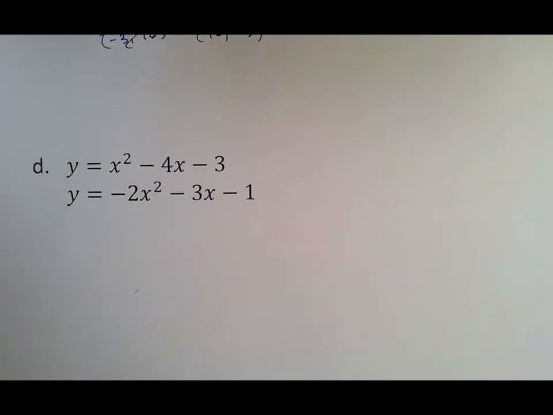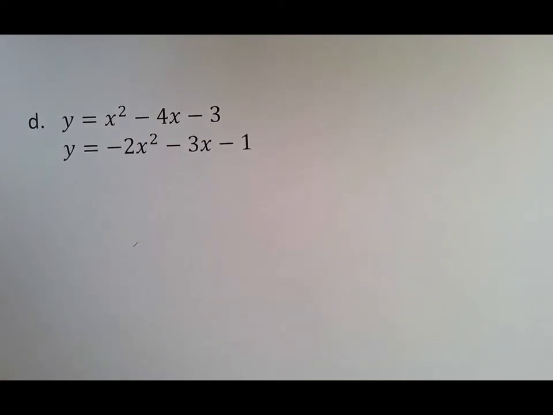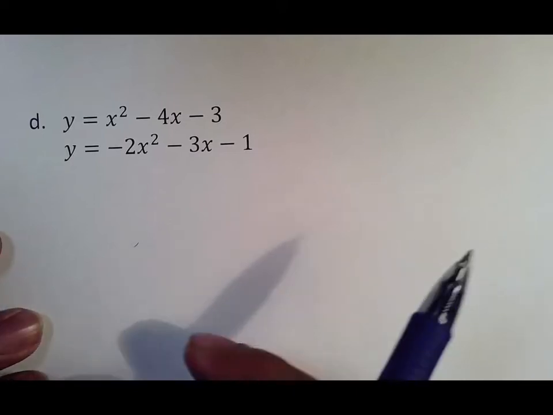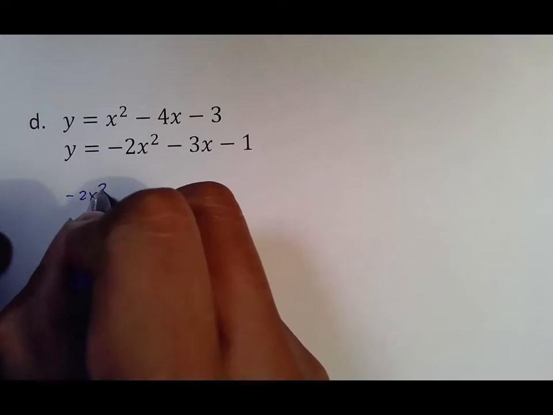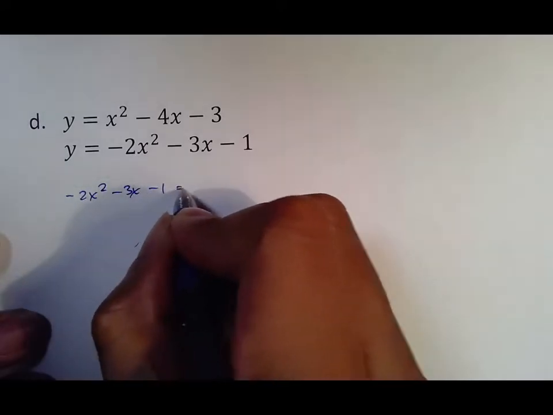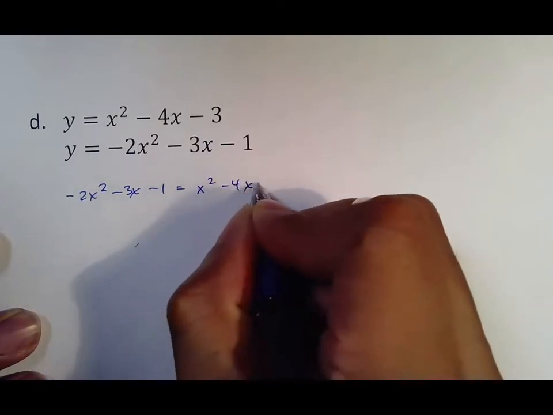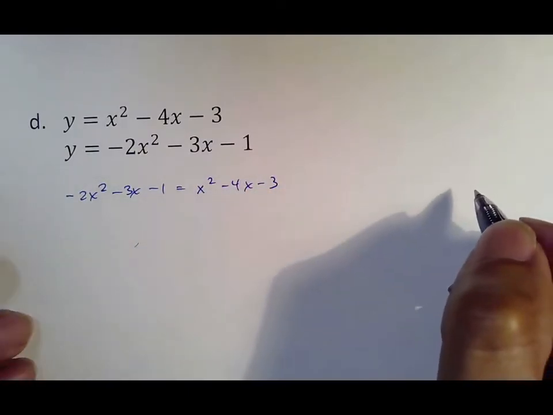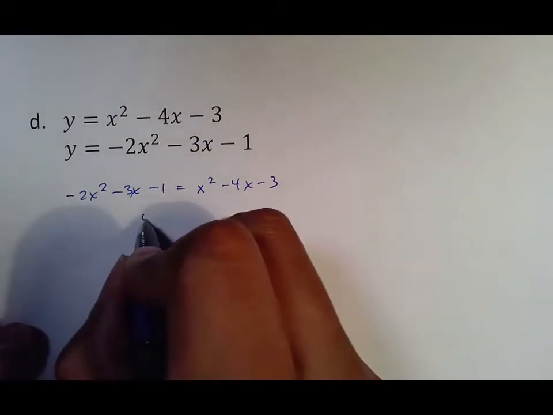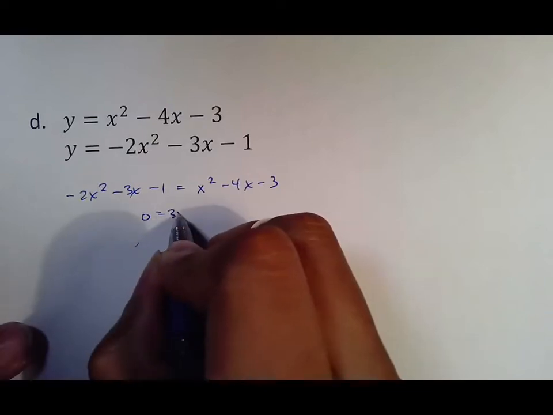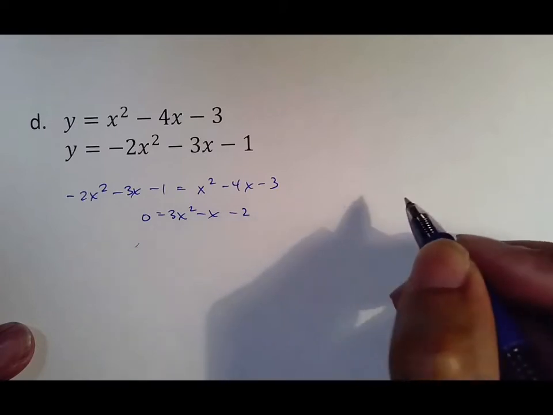The next one, again, it's pretty obvious once you practice this stuff enough. You have both of these y's set equal to something else, which means for the most part we're just going to take this and plug it up here, ending up with -2x squared minus 3x minus 1 equals x squared minus 4x minus 3. Everything goes on one side, so we want to move everything there. That means that I will end up with 0 equals 3x squared minus x minus 2.